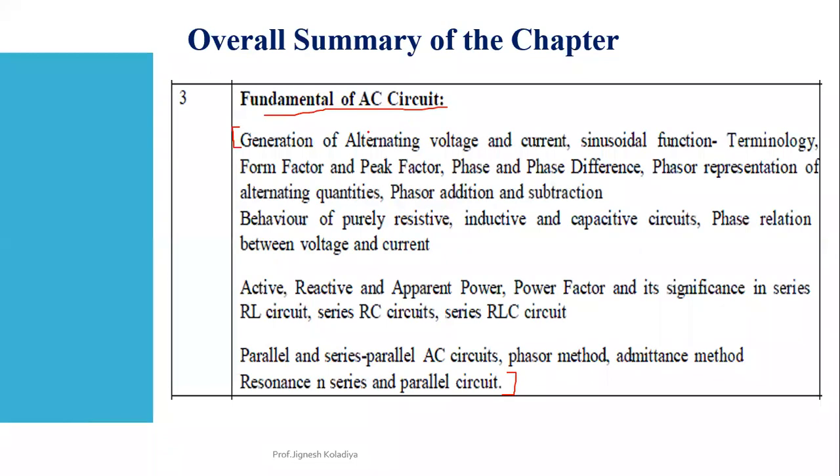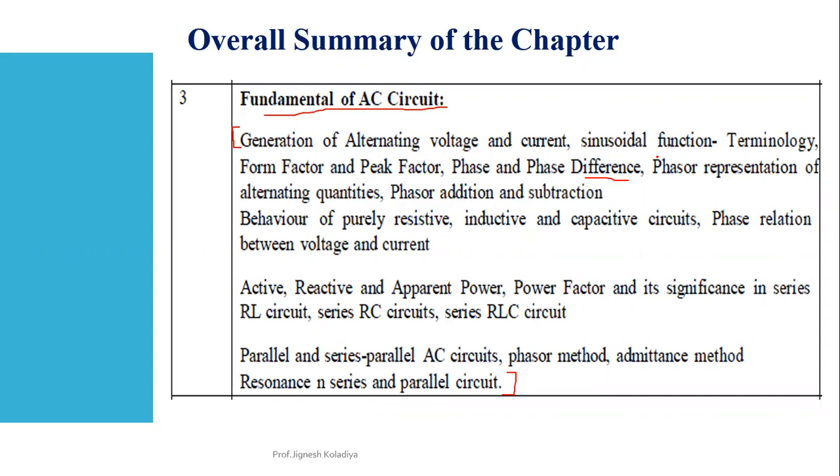You can see generation of alternating voltage and current. We have started with the very basic DC and AC waveform, sinusoidal waveform, its advantages, its generation, then the terminologies associated with sine function like cycle, amplitude, frequency, form factor, RMS value, then average value, right? Phase difference, what is out of phase, what is in phase, different methods to find RMS and average value, its numericals.